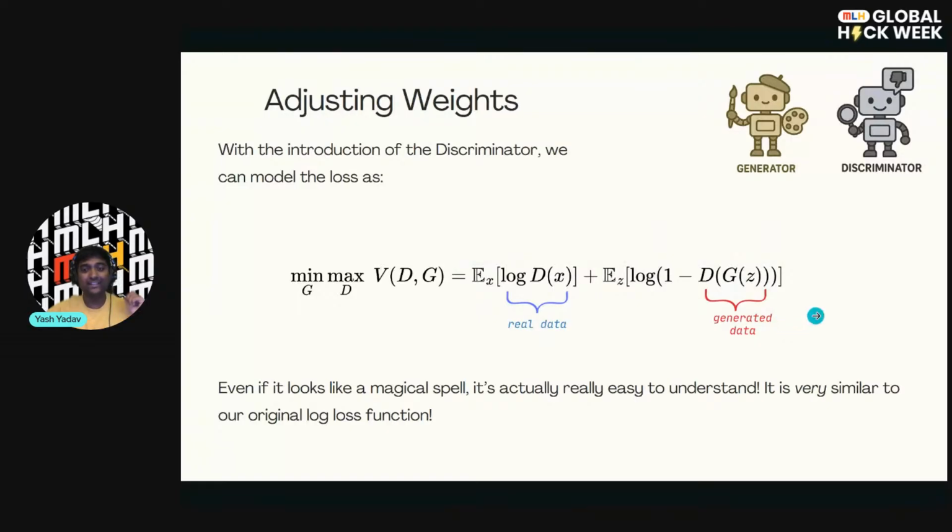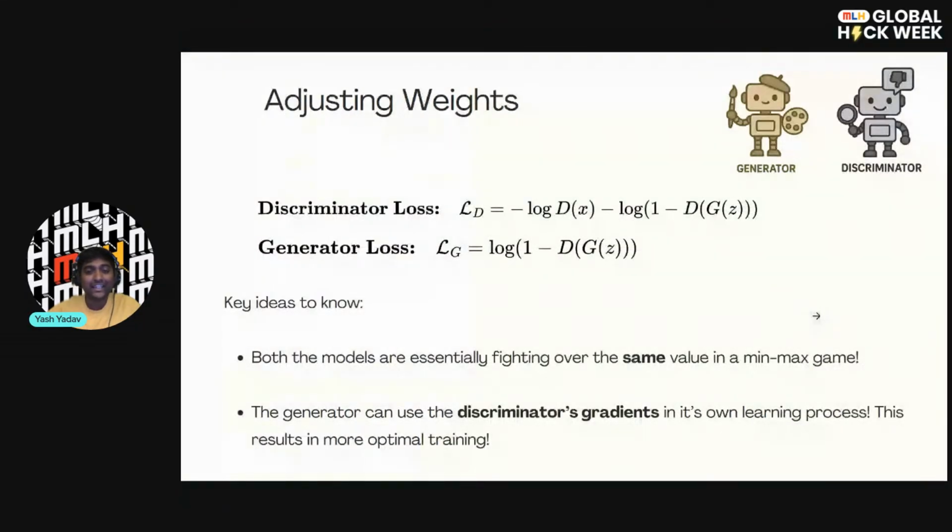If we look at two key ideas for this, the key idea is that, firstly, both of these models are fighting over the same value in a min-max game. One is trying to minimize it, the other is trying to maximize it. So only one of them is going to win. Okay.